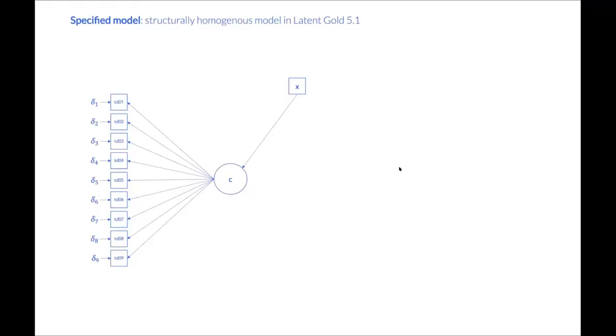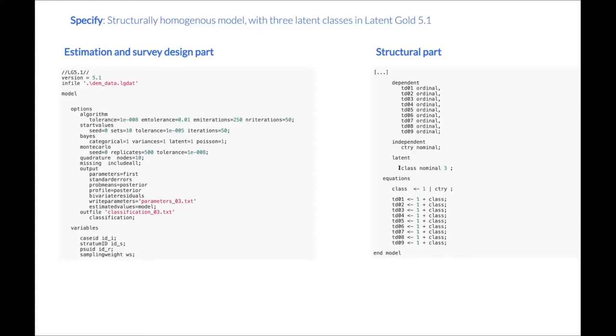This is just an example of how these models can be fit and specified in two different software. One of them is Latent Gold. The first part is the settings that you could use to include the survey weights within the estimation. And then the second window is the structural part. The main point here is that the equations from Latent Gold express the latent diagram in a really direct way. So we have a latent variable called class, and it has three groups. And only this latent variable conditions each of the items.